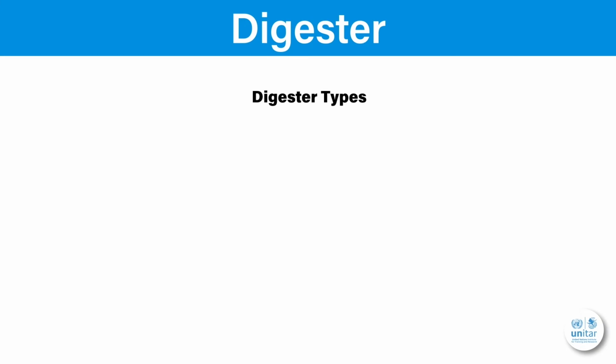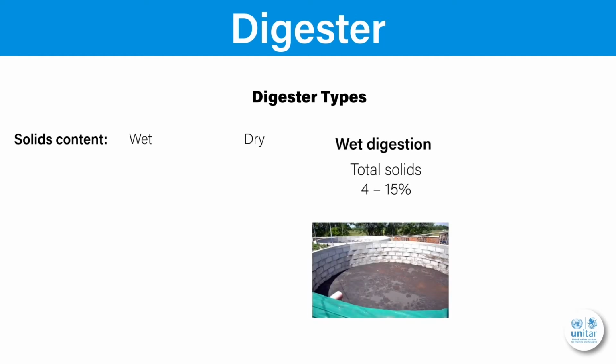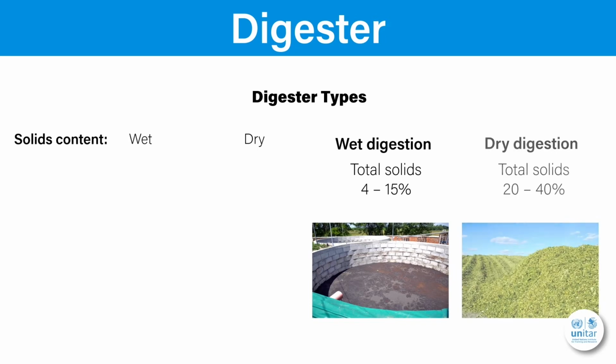The first way to distinguish between digesters is to look at the total solids content inside it. Here we distinguish between two main types: wet and dry digester. Wet digesters have a total solids content of about 4 to 15% TS, whereas dry digestion systems have a TS content of about 20 to 40%. Slurries or manures, such as pig manure in the first picture, have TS values in the range of wet digestion. Agricultural feedstock, or the organic fraction of municipal solid waste, have TS content in the range of dry digestion.